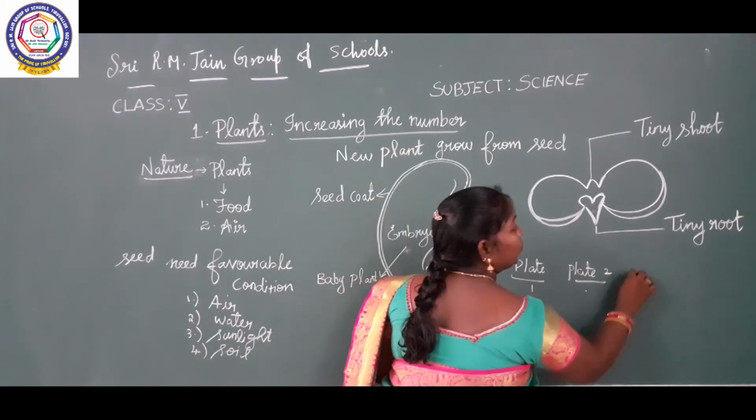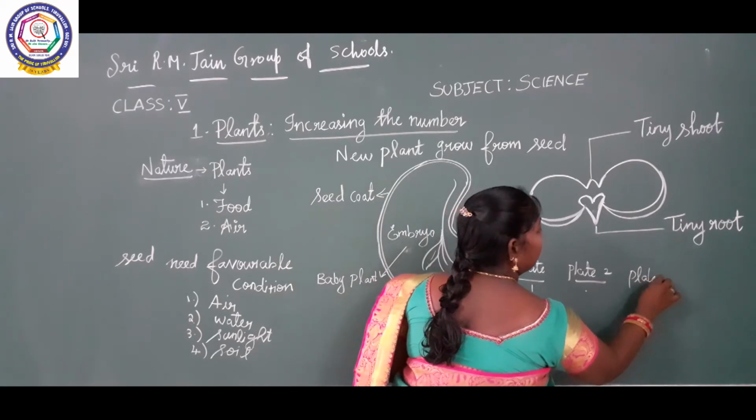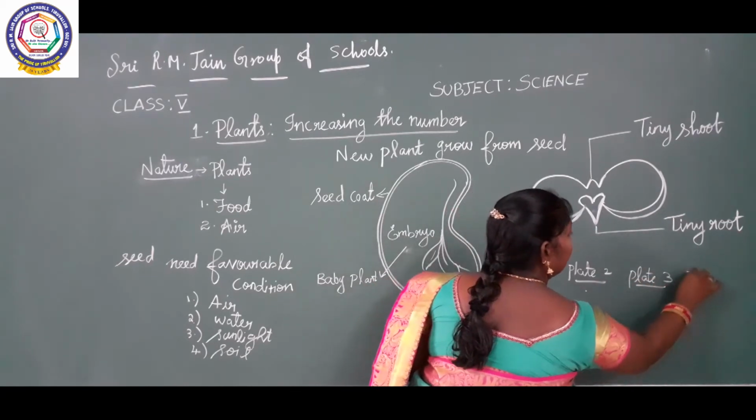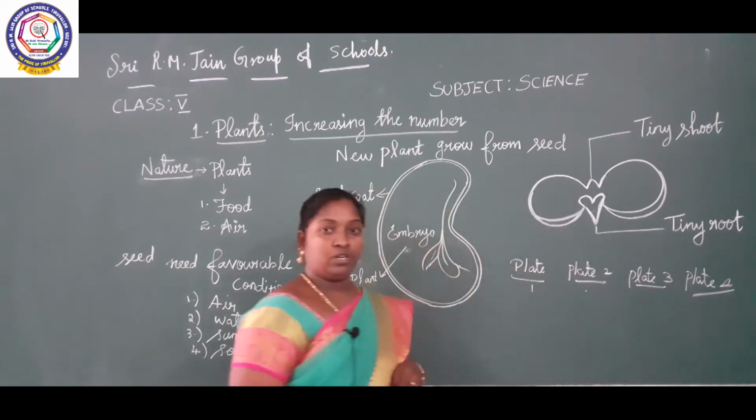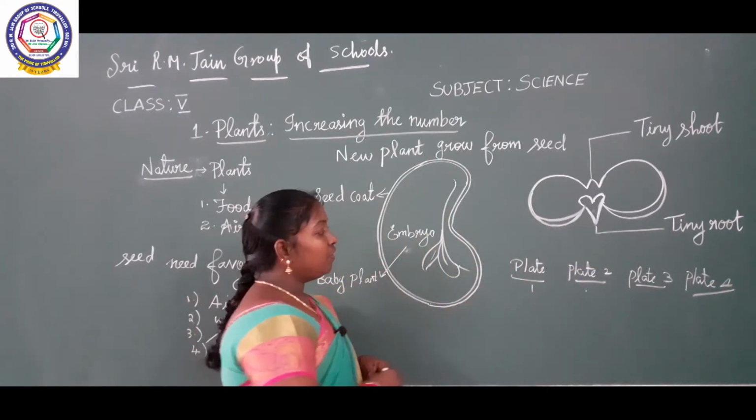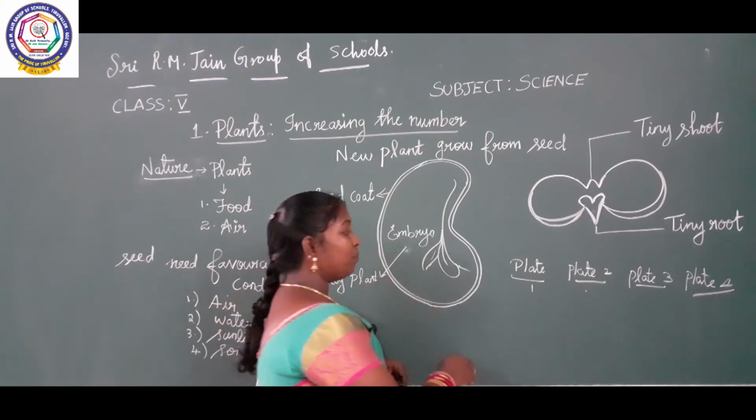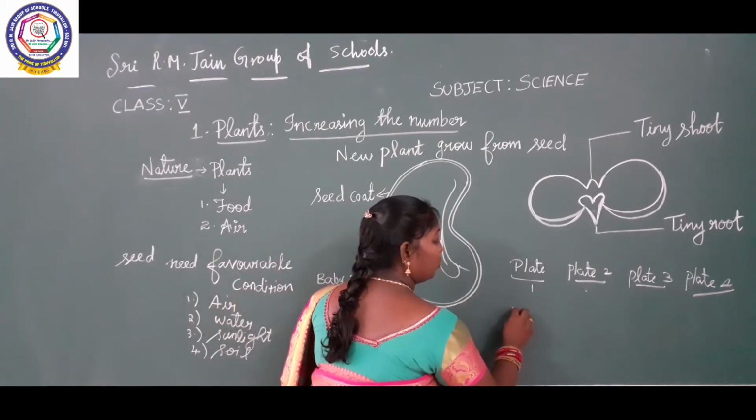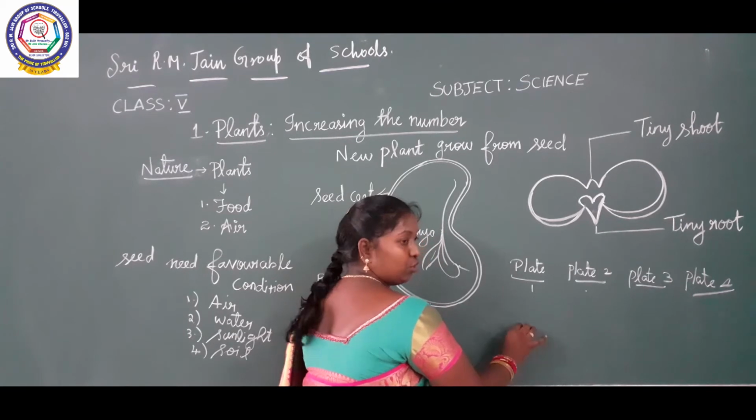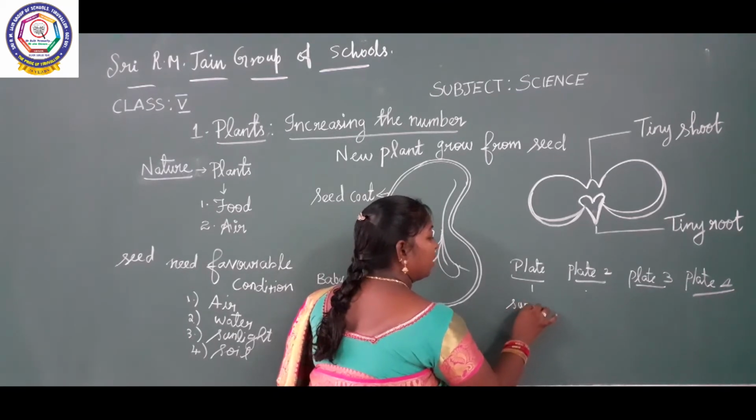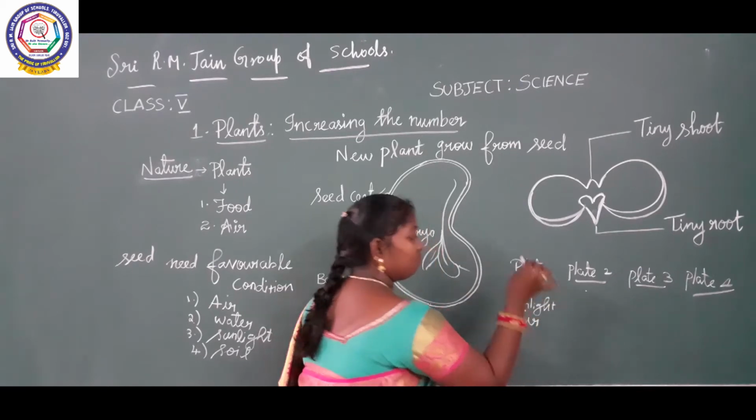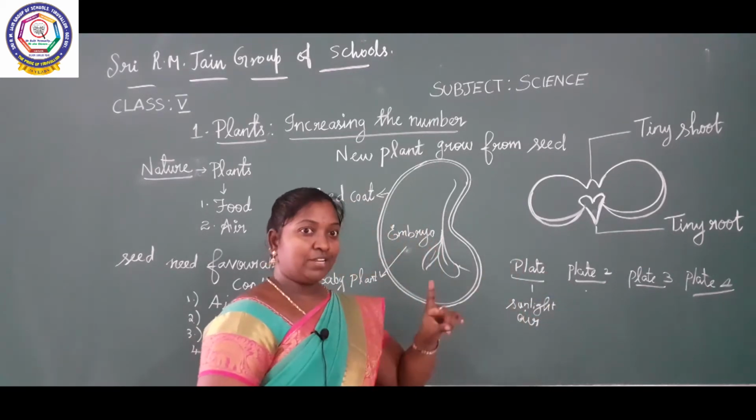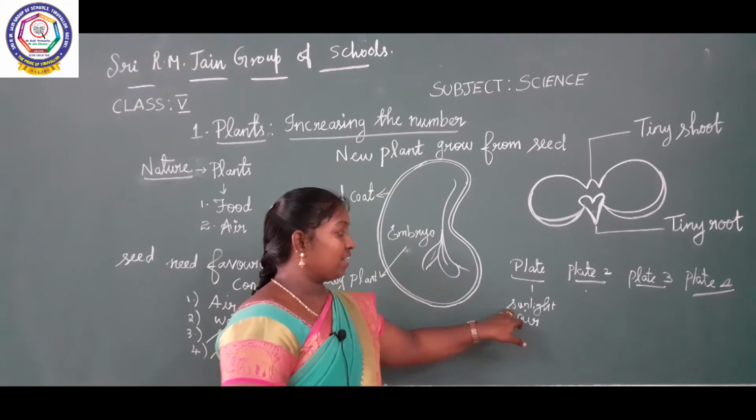Plate 2, plate 3, plate 4. So in all the plates, fill the dry seeds. Okay, in plate 1 we also have a seed, no? That you keep near the window, so it will get sunlight, air. Plate 1 will be kept near the window sill, and it will get sunlight and air.